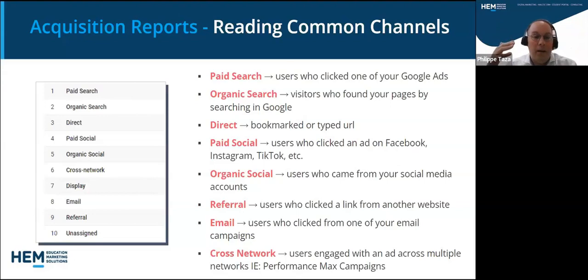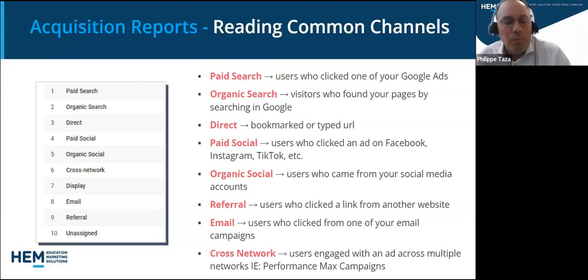And a site could have hundreds of sources of traffic. So what Google decided to do was to group these similar sources into channels. If you think of organic social, that's all of your Facebook, your Instagram, your TikTok, your LinkedIn. Those organic sources are now conglomerated in the organic social channel.